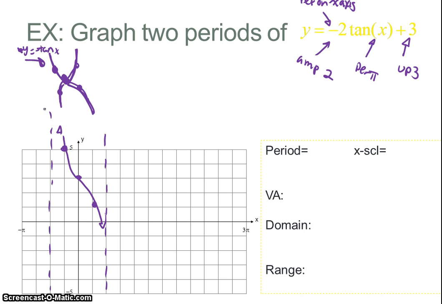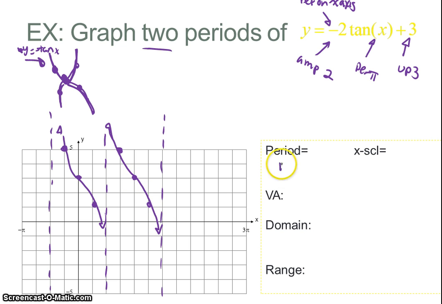And then I want 2 periods, so I'm going to count over 1, 2, 3, 4 boxes for my next asymptote. I'm going to find the midpoint halfway between my asymptotes and go up 3 for my midline. And I'm going to go to the left and up your amplitude, and go to the right and down my amplitude. And I'm going to draw my curves so that they approach the asymptotes.